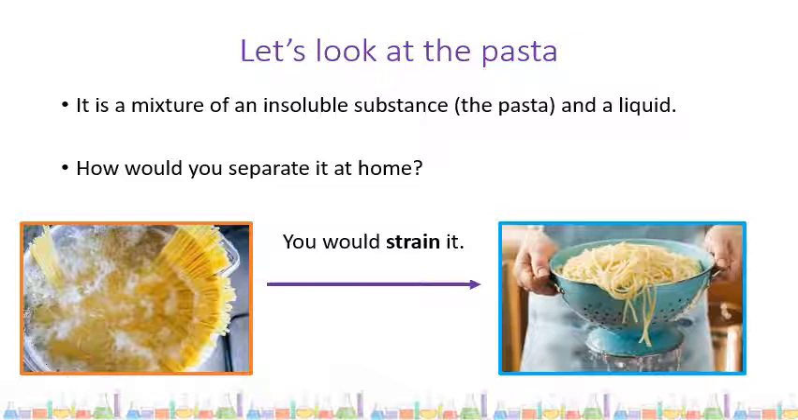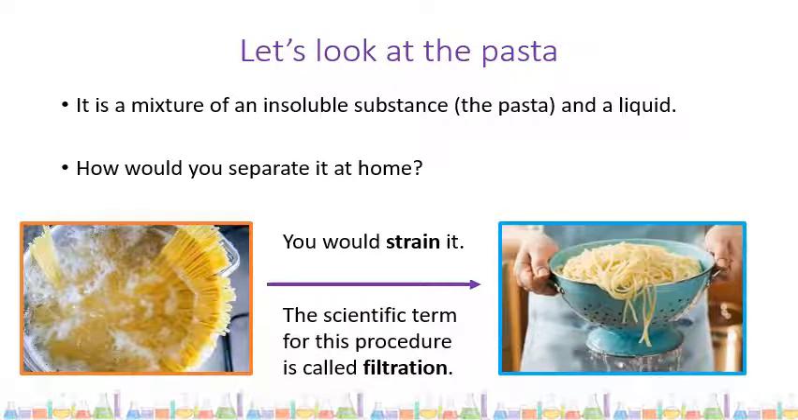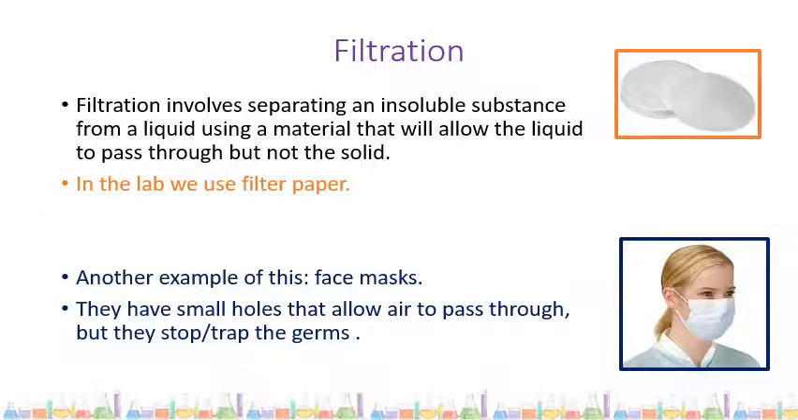We do a thing similar to this in science and we call it filtration. So that's what we're going to look at now. So filtration involves separating, this is your definition, up at the top in black, filtration involves separating an insoluble substance from a liquid using a material that will allow the liquid to pass through but not the solid. And what we use in the lab is filter paper, this in the orange box up here on the right. We have filter paper that has loads of tiny, tiny, tiny microscopic holes in it. So it will allow the water to pass through, but it won't allow the solid to pass through it.